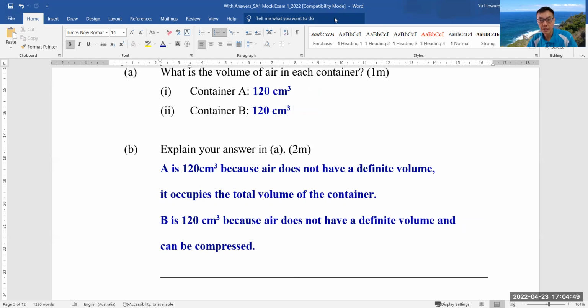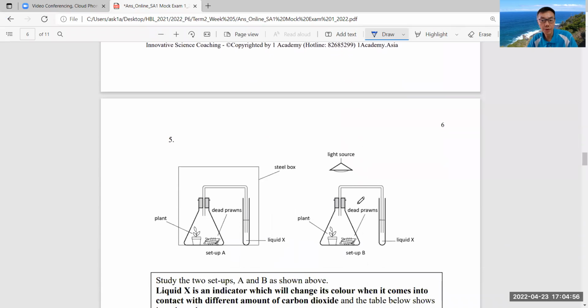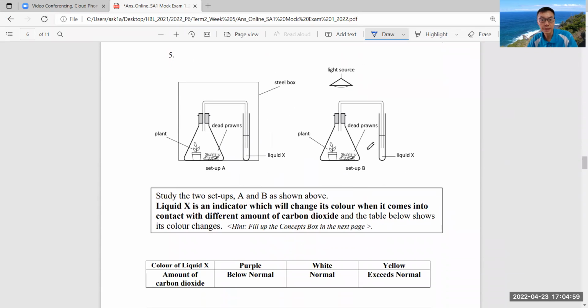Okay, so this is done. Let's proceed to the next question. So we have done this. This one I will pause for you to think through in the next recording.